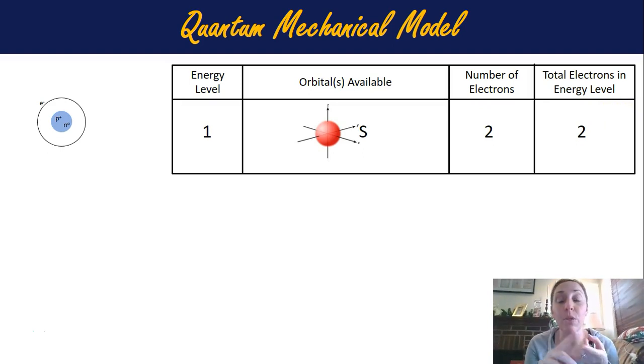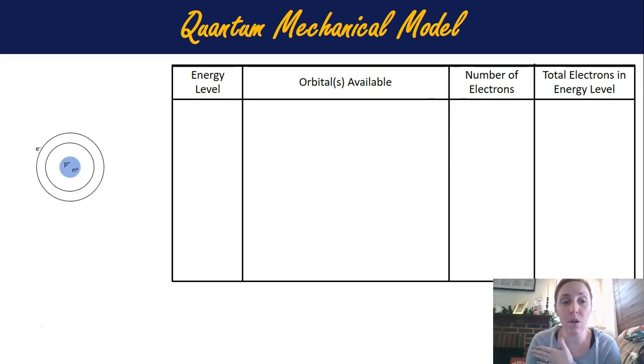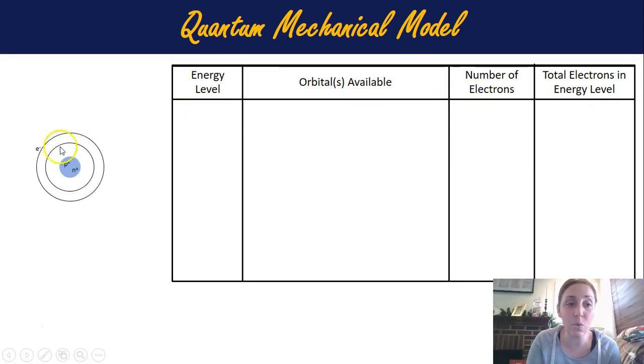So if you have an atom with 1 or 2 electrons, those electrons are hanging out in the first energy level in an S shape. But if you have more than 2 electrons, you're going to fill this and then also move on to the second energy level. So once you have those 2 electrons in the first energy level, you have to move on to the second energy level. So let's see what things look like in the second energy level.